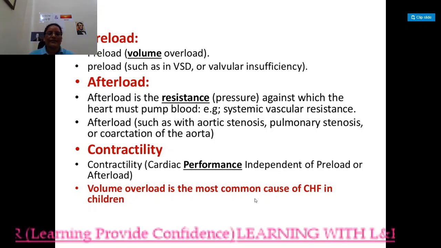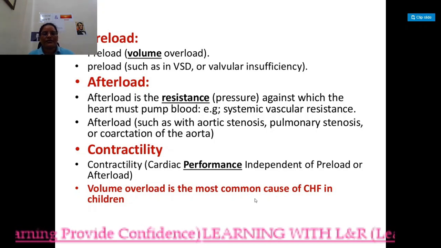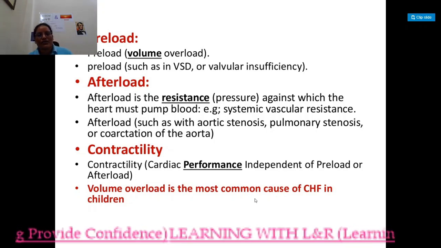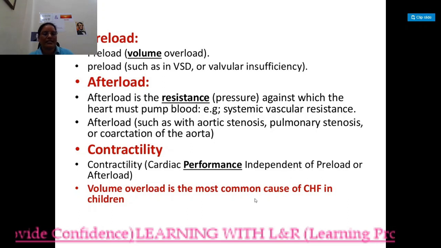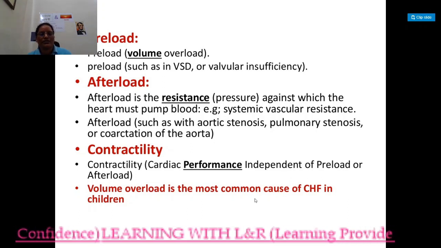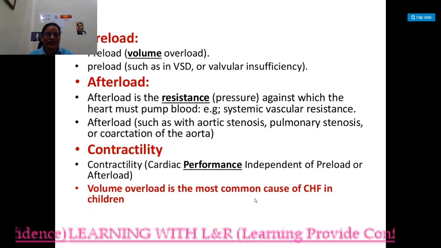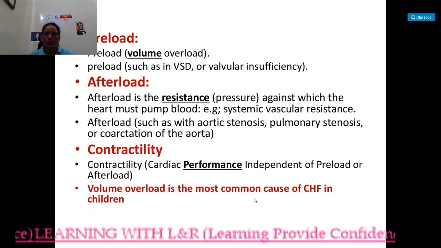Then contractility. Contractility is cardiac performance independent of preload or afterload. It does not depend on preload or afterload. Contractility is when the heart contracts to push the blood.